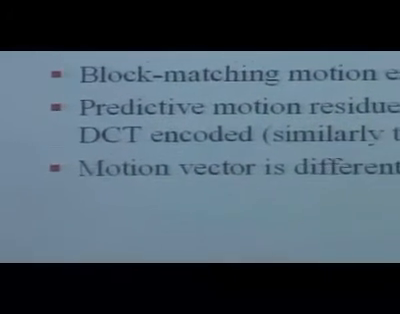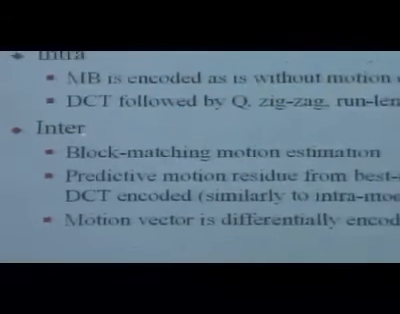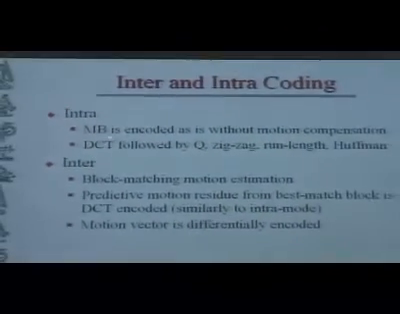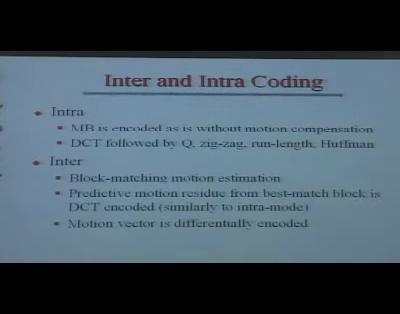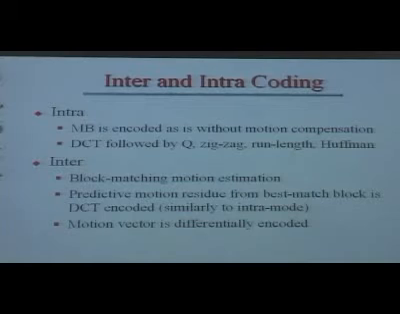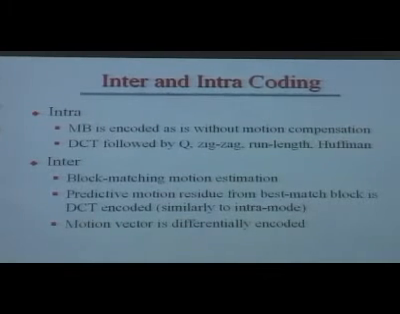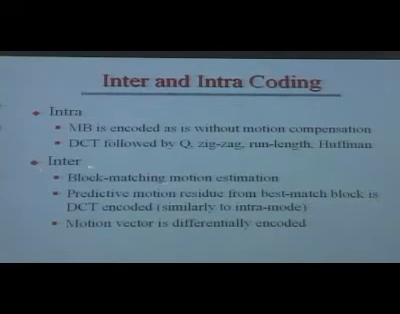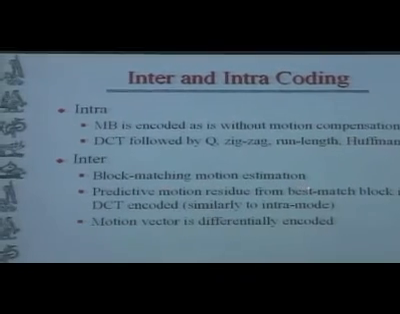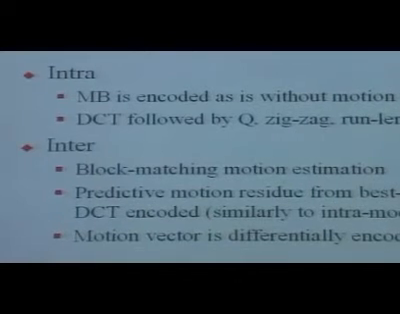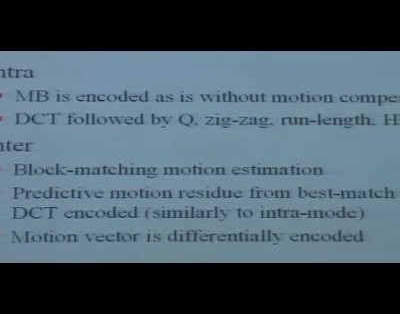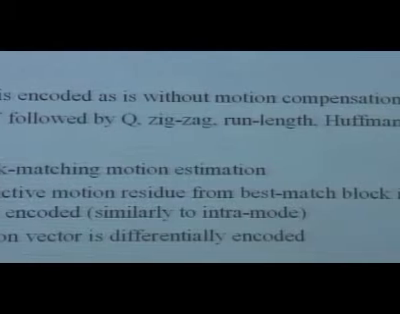There are two modes, intra-coding mode and inter-coding mode. Intra-coding mode means the macroblock is encoded as is without motion compensation. So in the case that you cannot find motion, in the case that there's a scene change, in the beginning of the video, you will do intra-coding, no motion. Inter means you will do block matching motion estimation. The motion residue will be DCT encoded, just like we played around with MATLAB yesterday. And the motion vectors are differentially encoded.